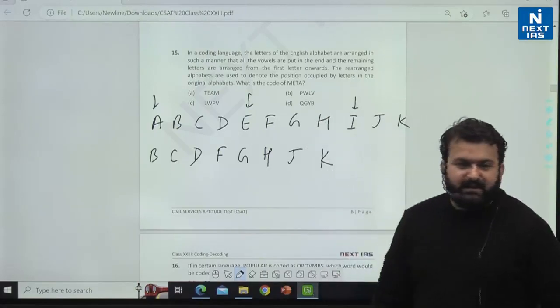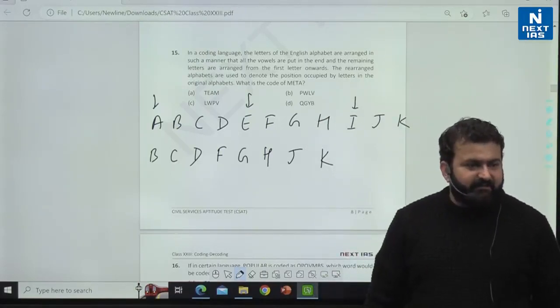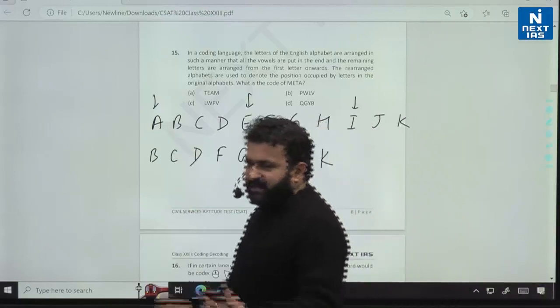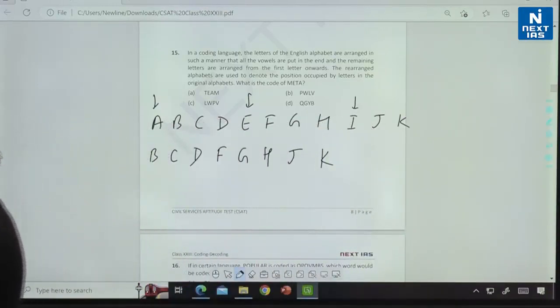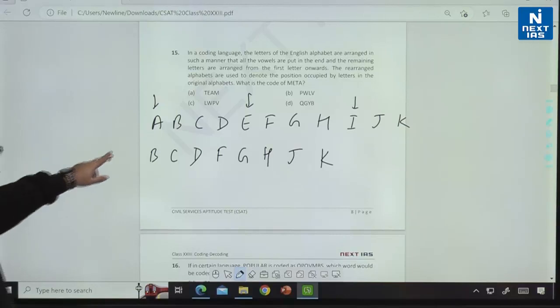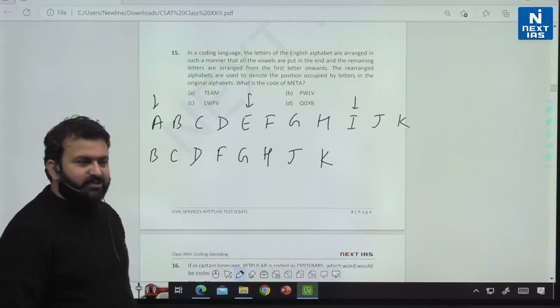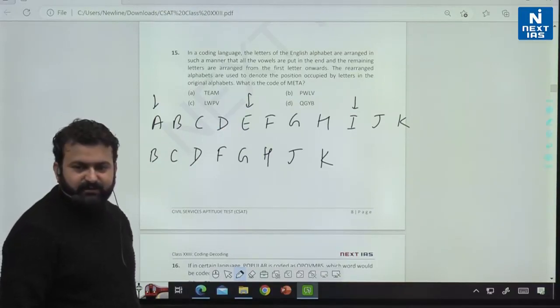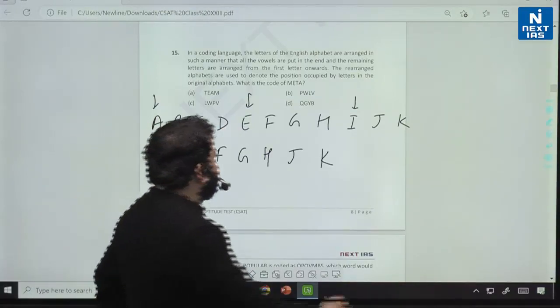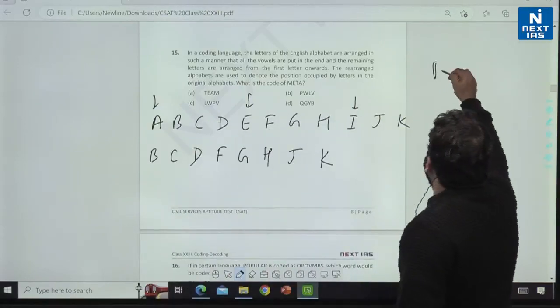Is it clear or not? It means in place of A, which letter will be used? B. In place of B, C. In place of C, D. In place of E, F. So now what is the code of A? The code of A is B, B is C, C is D, D is F, E is G, F is H and so on. Is this clear to all of you? So now in this case you have to find out what will be the code for meta.